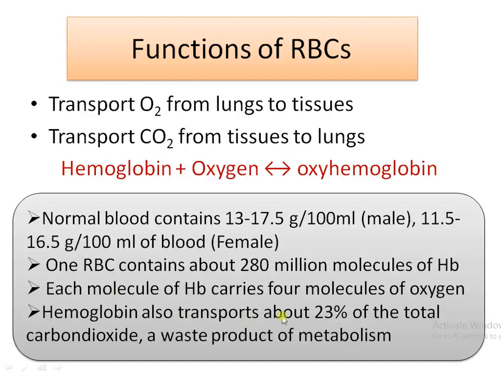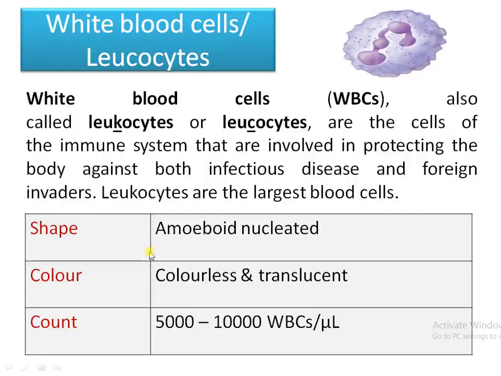Hemoglobin also transports 23% of total carbon dioxide, a waste product of metabolism. Normal blood contains 13 to 17.5 grams per 100 ml of Hb in males, and in females 11.5 to 16.5 grams per 100 ml of Hb is present in blood.